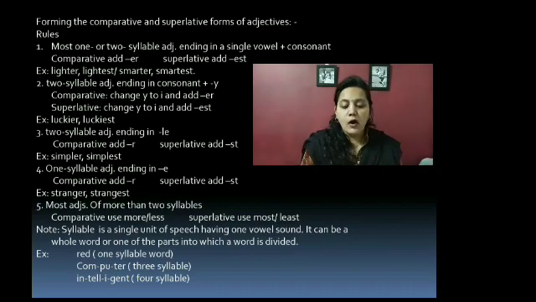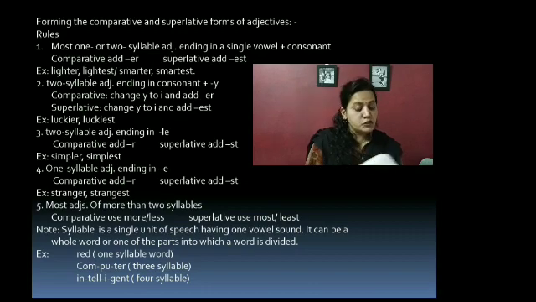Then the next one is one syllable adjectives ending in E. Before, it was two syllable adjectives ending with LE, and now here it is one syllable adjectives ending in E. So you have to simply add R here. Here also you have to add R to the comparative, and you have to add ST to the superlative. For example, you can say cute, cuter, cutest, or strange, stranger, strangest.